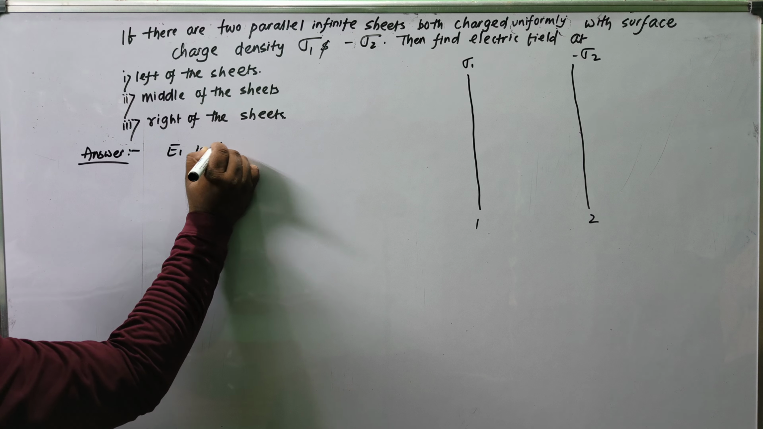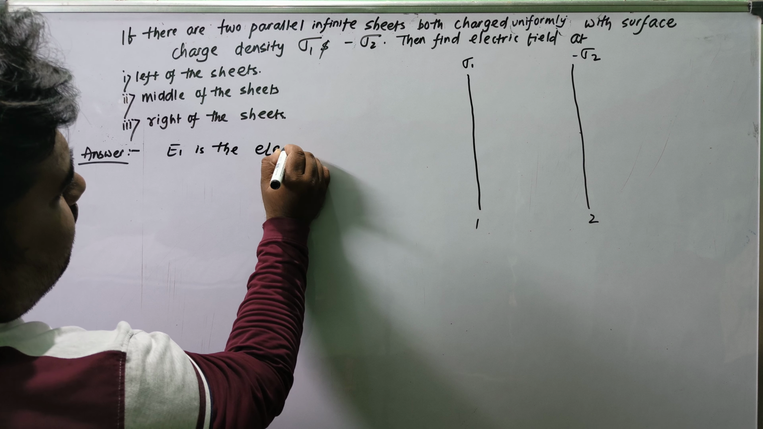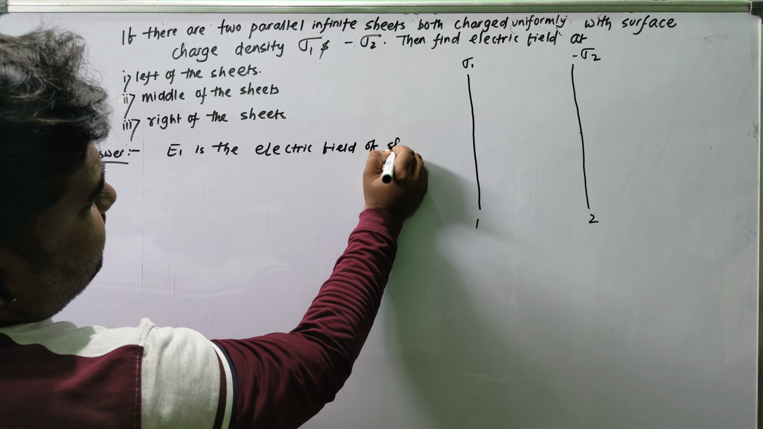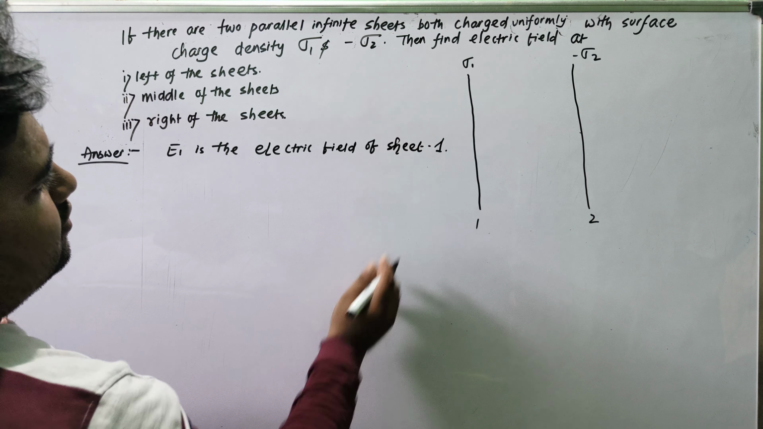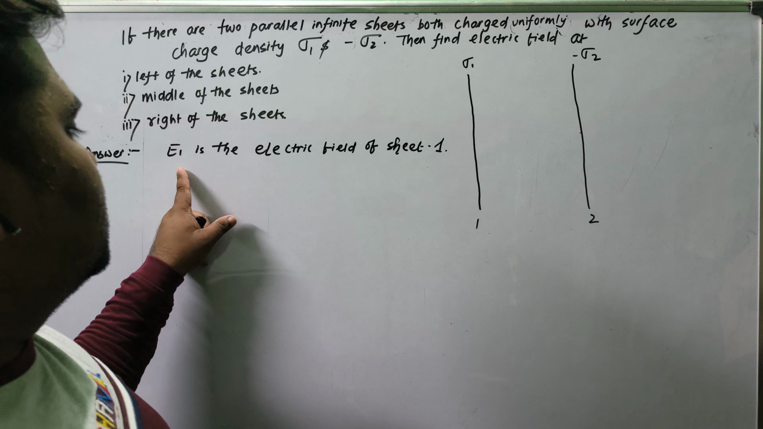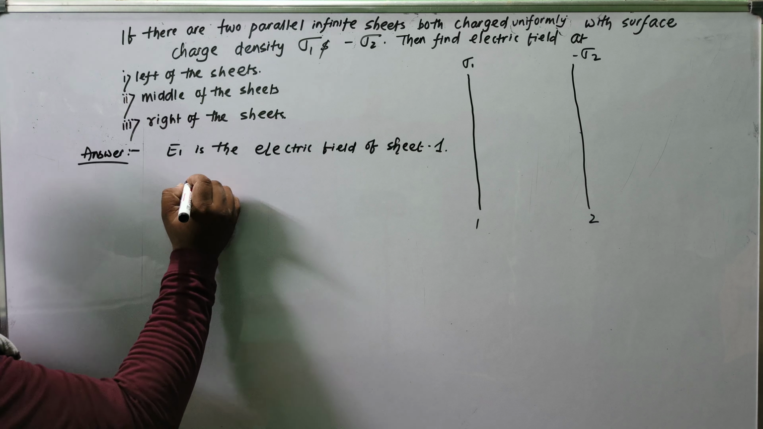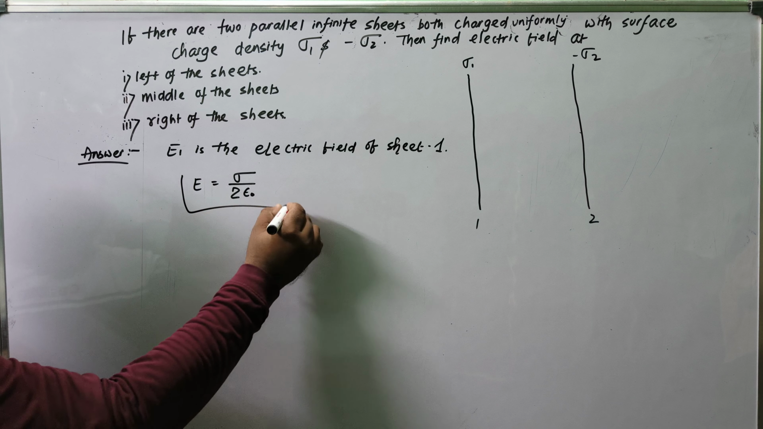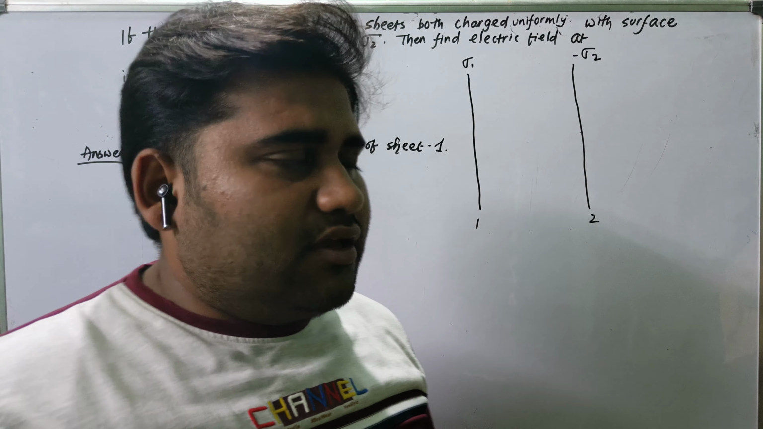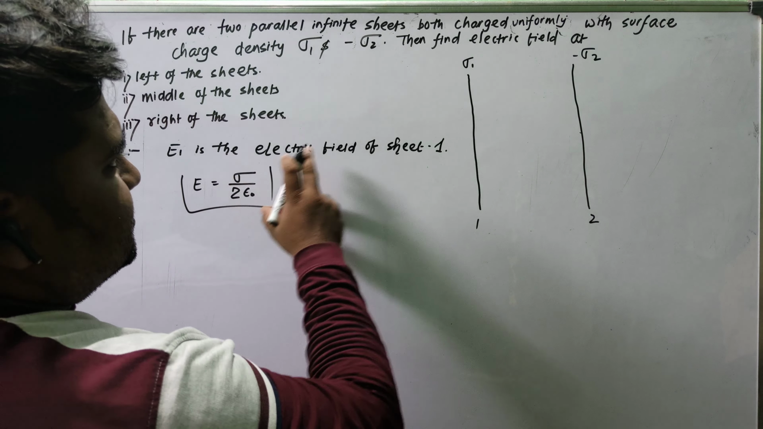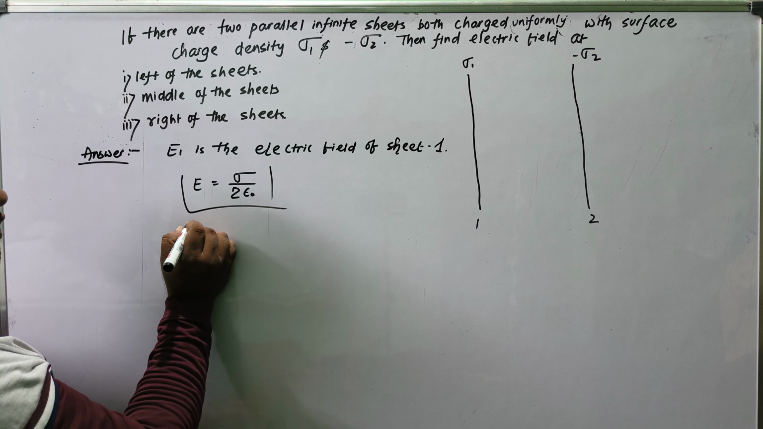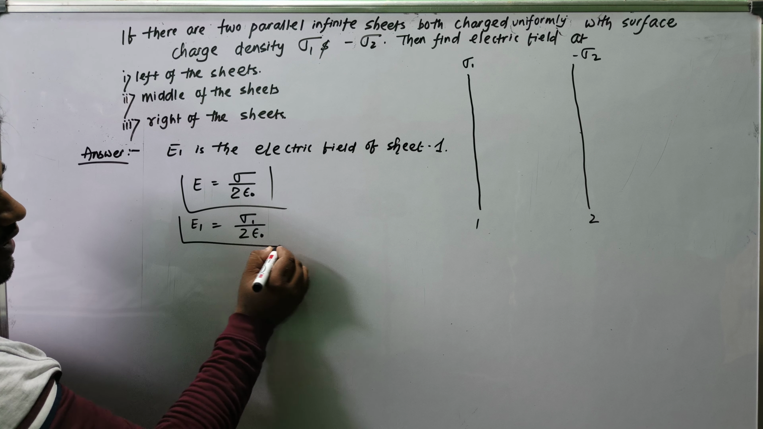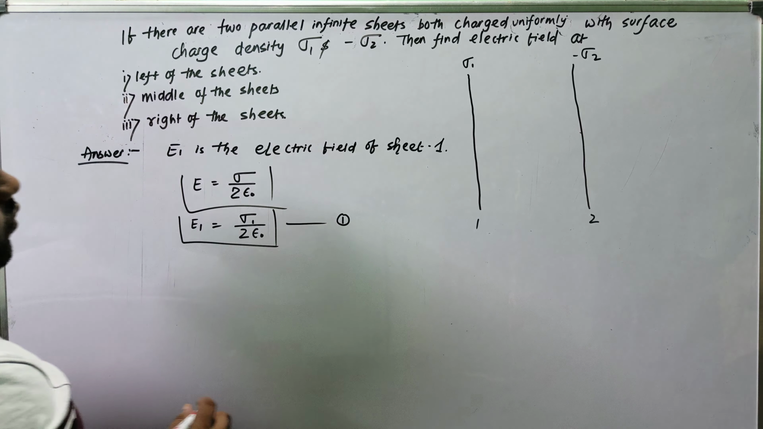E1 is the electric field of sheet 1. So the electric field of the first sheet, we will denote it by E1. As we know, E is equal to sigma by 2 epsilon naught. This is the general formula of electric field. Now since sigma is given here as sigma 1, E should be E1. So E1 is equal to sigma 1 by 2 epsilon naught. This is your equation 1.